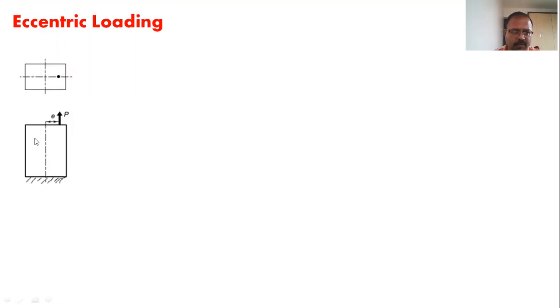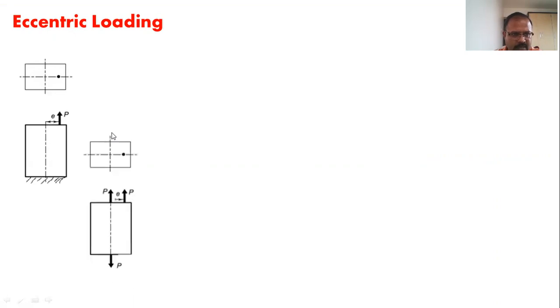So what is eccentric loading? Consider a vertical column which is subjected to a tensile load. It is not acting on the geometrical axis. It is somewhat shifted from the geometrical axis. This is the geometrical axis and this is the line of action of the force P. And this is the distance by which it is shifted from the geometrical axis. This distance is called eccentricity. So this is the concept of eccentric loading. That means if the load is not acting on the geometrical axis, it is called eccentric loading.